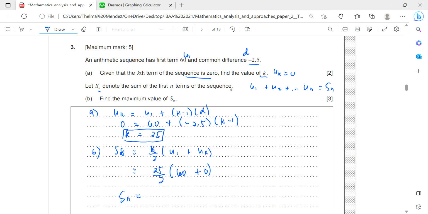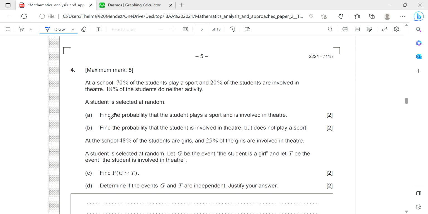So that gives us S sub n. Let's go back to S sub n because that is the question. That is what is stated in the problem. The maximum value is 750. This is paper 2, so you can use a calculator in solving. You may attempt to do that manually, but that will require much time.